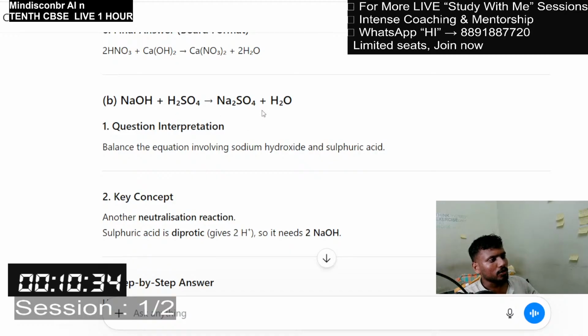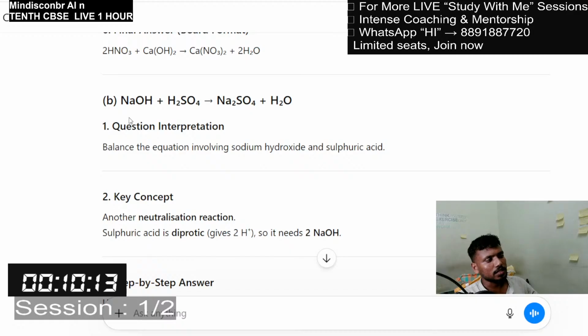Look here, first we can balance metals. Here how many atoms of sodium are there? 2 atoms of sodium are there. So we can write here 2 NaOH. So sodium gets balanced on both sides. Then coming to sulfur, SO4, same SO4 is here, same SO4 is here, so that is balanced.